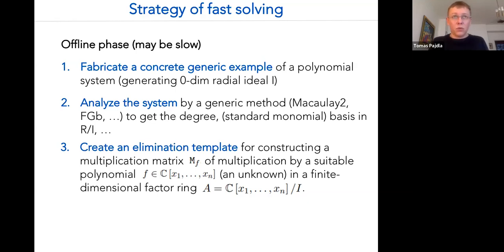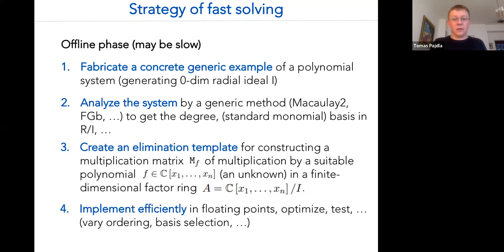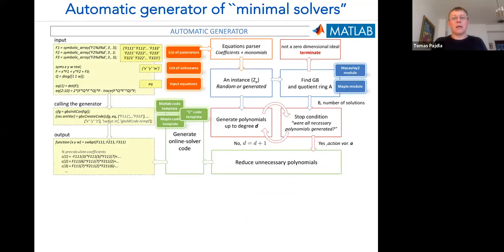These things can be slow, they are done only once, and then later in the online phase, they can be implemented efficiently, in floating point, can be optimized and so on. So for instance, in this case, we were able to automate this technique to some level some time ago, and since then there have been some improvements. We generated a technology which is a MATLAB-based generator of these minimal solvers, which follows the previous procedure.